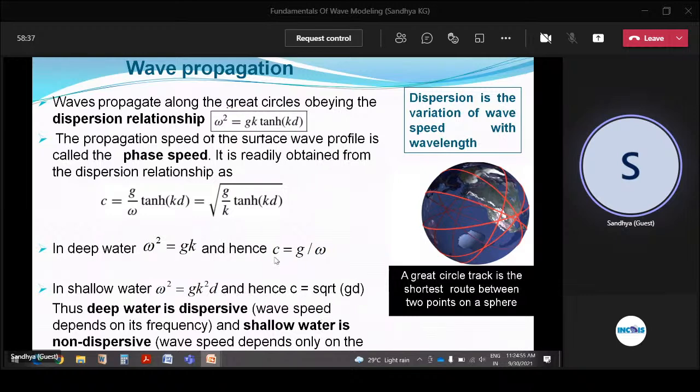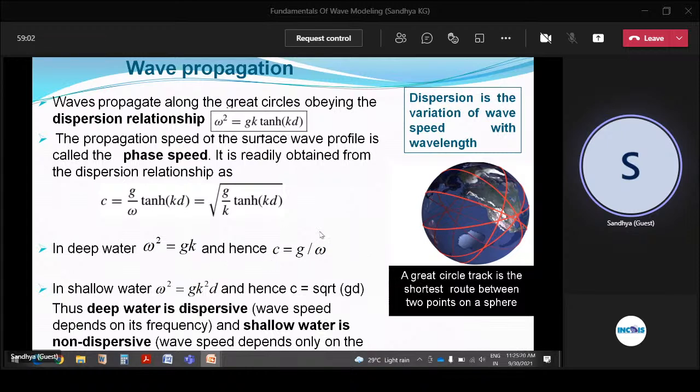So now if you look at this final equation, these are the expressions which are of interest to us. The phase speed of the wave is g by omega. That means in deep water, the phase speed of the wave depends on the frequency. And in shallow water, it is square root of gd. There is no dependence on the frequencies. All the waves propagate at the same speed, but the speed depends on the water depth.